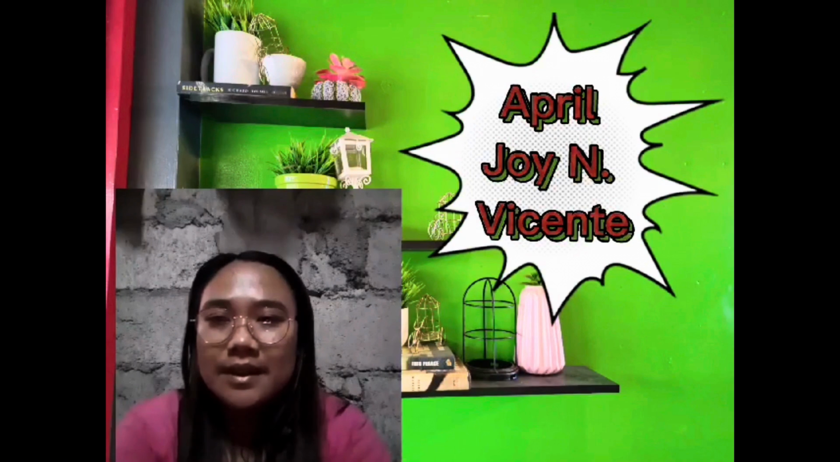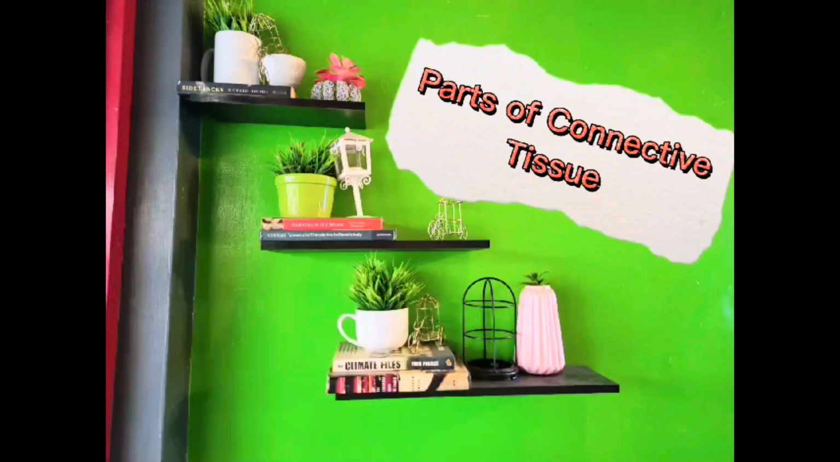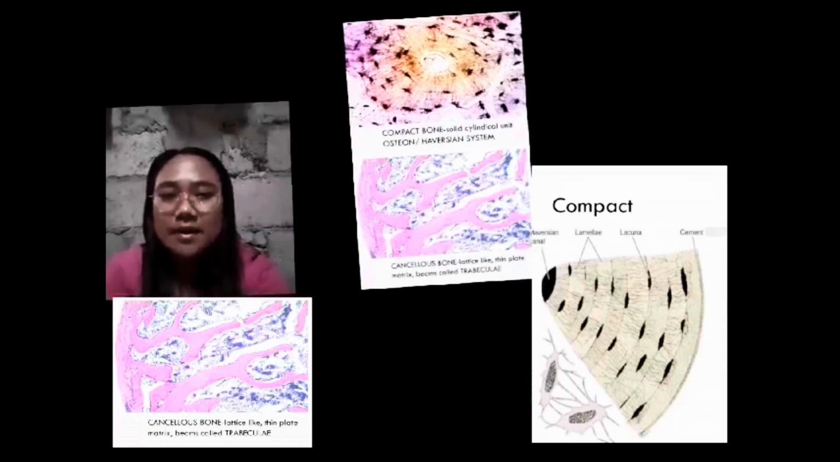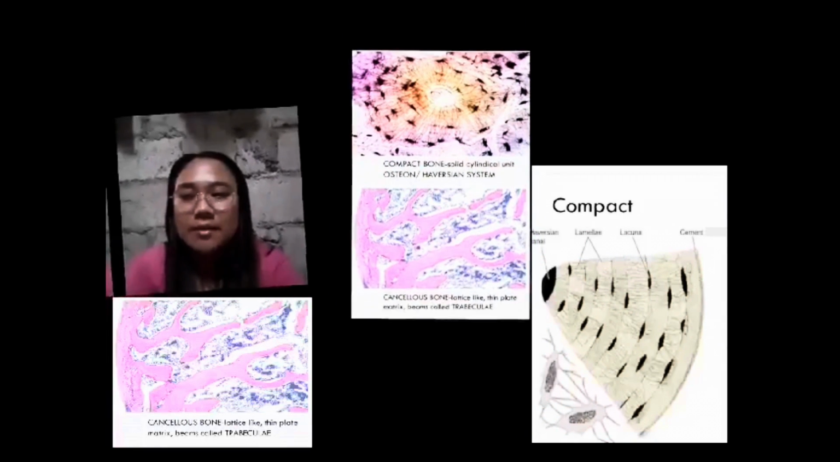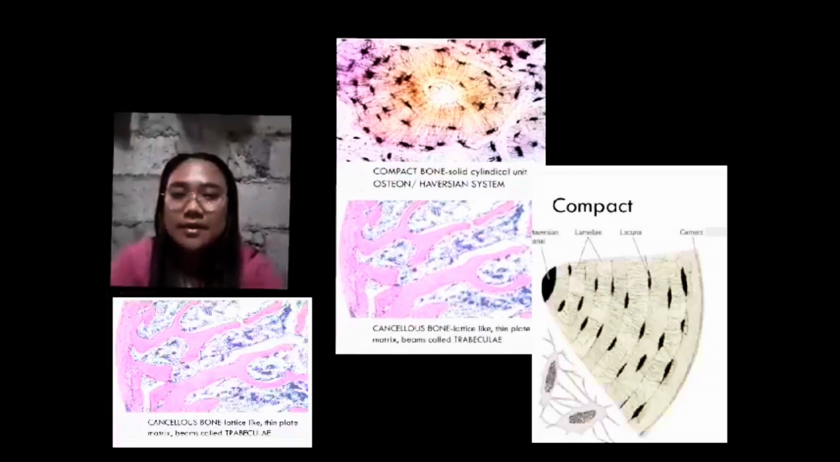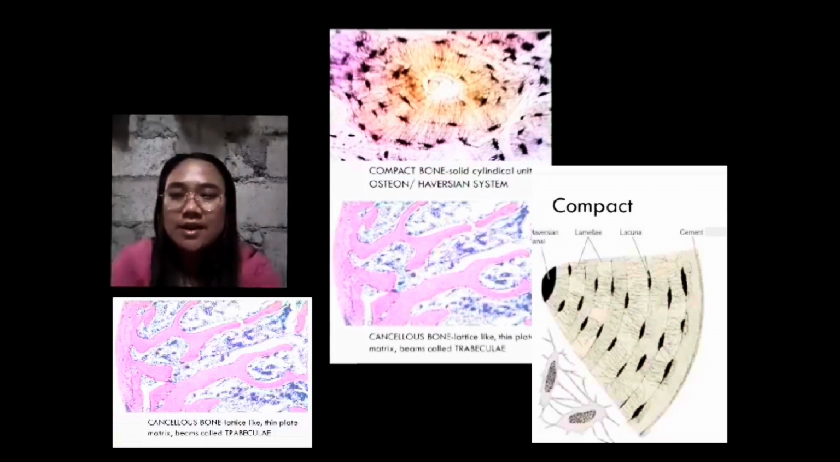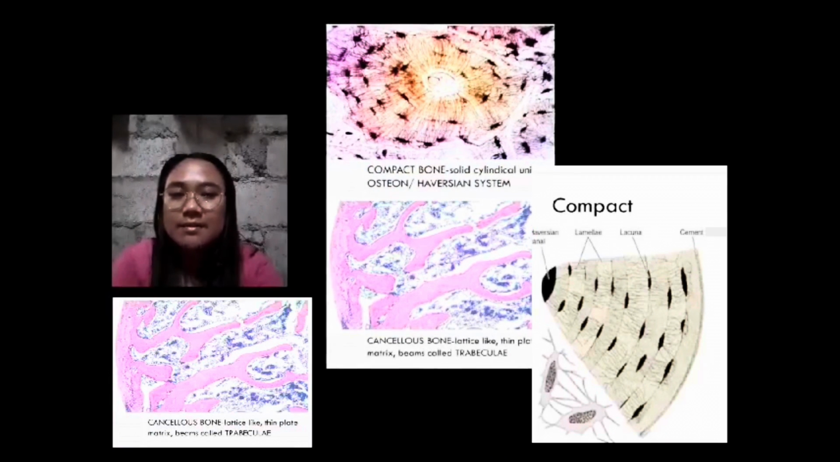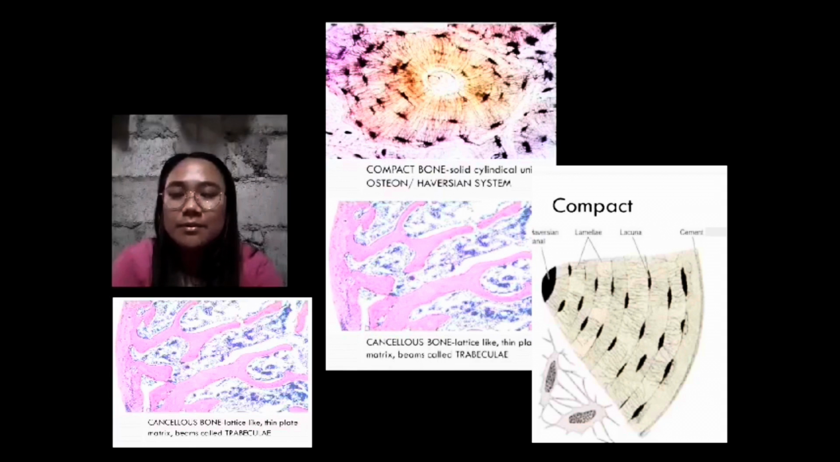Good day to everyone. I'm Joy Vicente and I'm going to share with you the parts of connective tissue. For the bone, there are two types, the compact and cancellous bone. Compact bone is a solid and hard part of the bone. Osteon is a solid cylindrical packed unit. Haversian system is multiple layers of hard bone matrix. Lamella is the layers. Osteocyte is within the lacunae and osteoblast is an active cell. The central canal connects osteocytes and other canals.